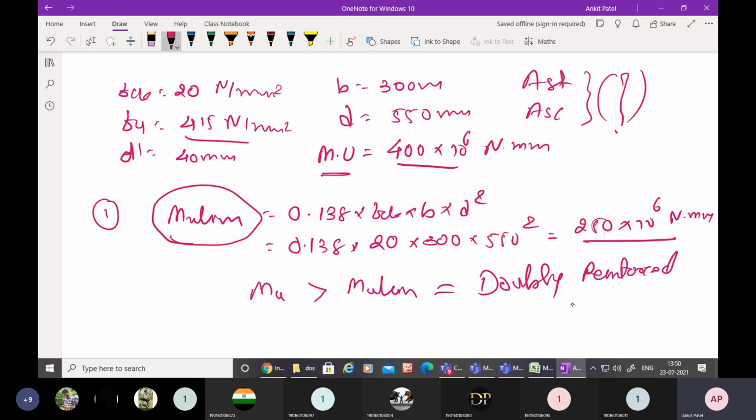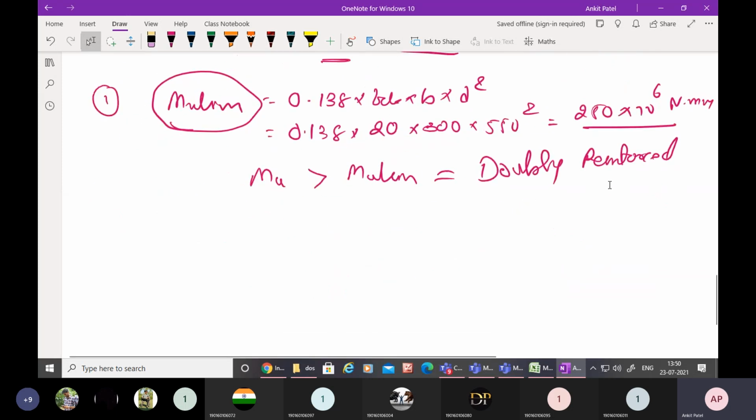Please remember, in examinations, they will not say design a doubly reinforced section. They directly give that design the section having the dimensions B and D, and it must resist the moment equal to 400 into 10 raised to 6 Newton mm. So first of all we have to identify the type of section. So this one is your doubly reinforced section.